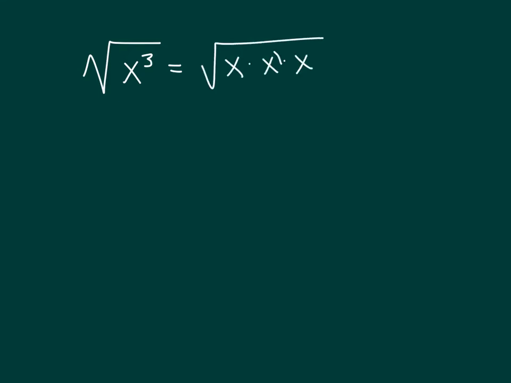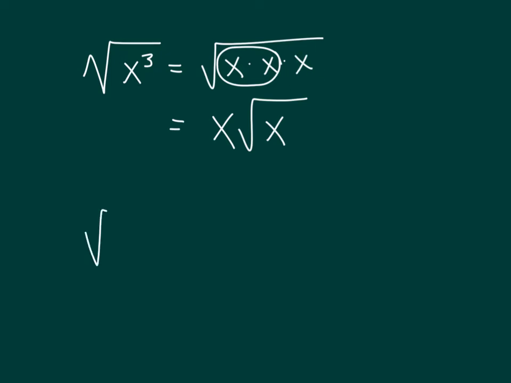Let's finally talk about how we deal with situations where we cannot simplify the inside when we have variables. So if you had something like the square root of x to the third, I might write it out as x times x times x. A pair of x's comes out as a single x, and this lone x here stays inside.